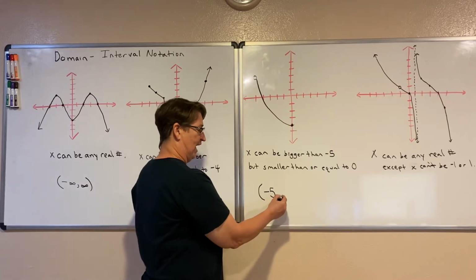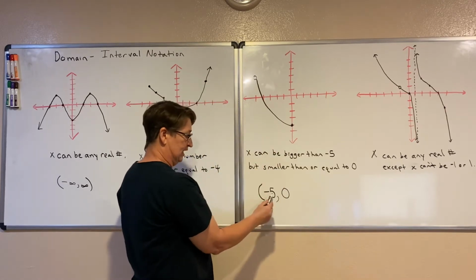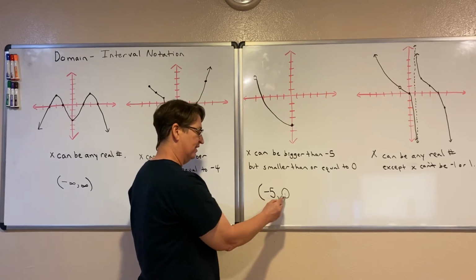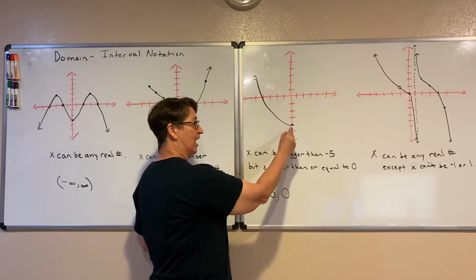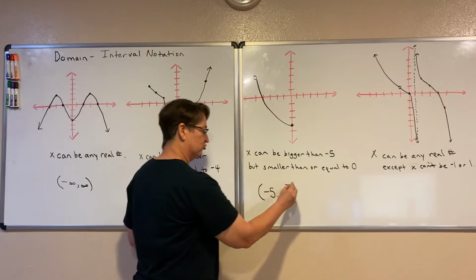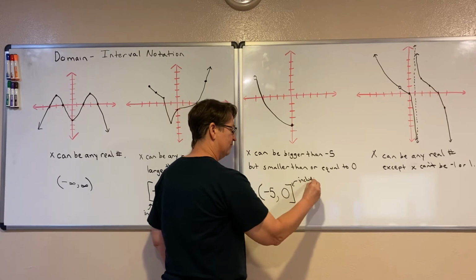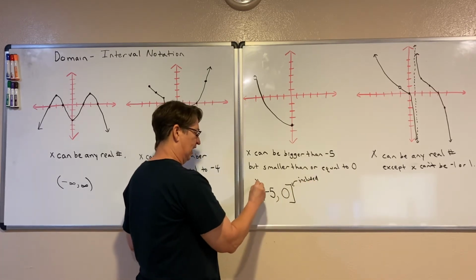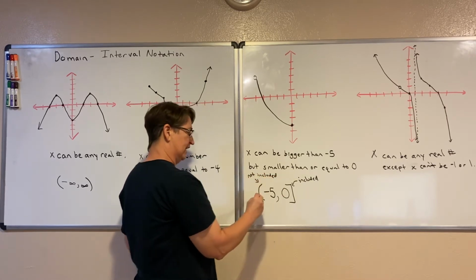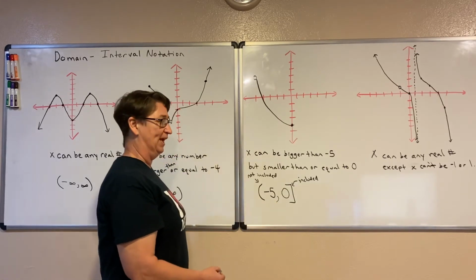Then the largest value that our x can be is 0. And it can be anything in between. Our x value, or our domain, is anything between -5 and 0. Now, it does have an output at 0. So to show that it does have an output there at 0, we put the bracket. So again, if this is actually included in the domain, we use a bracket. When it's not included, we use a parentheses. So this is anything in between -5 and 0 with 0 included as part of our domain.